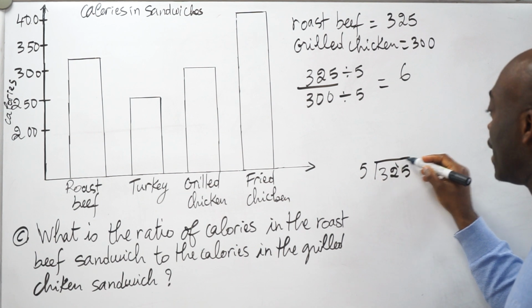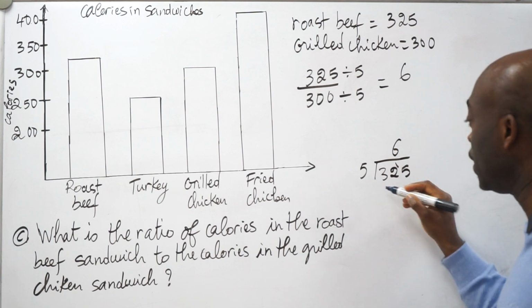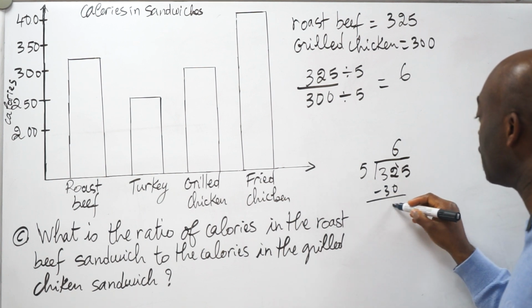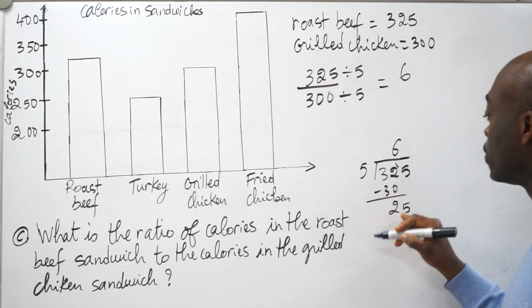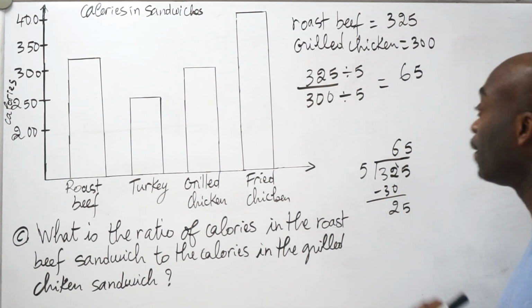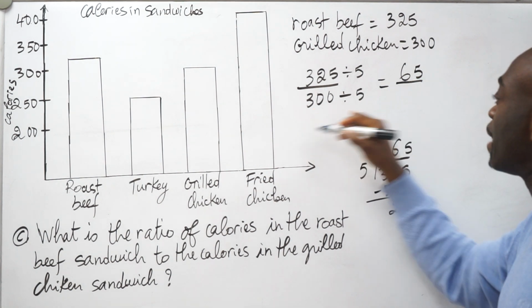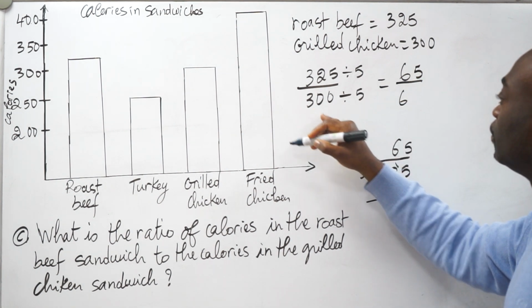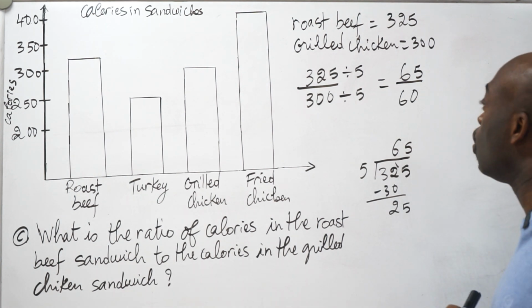So what's happening with that? 5 goes into 32 six times. 6 times 5 is 30. We subtract 30 here, and then we bring down 2. That gives us 25. And then 5 goes into 25 five times. So the top is 65. Over, 5 goes into 30 how many times? 6 times. And then the 0. So that gives us 60 here. So that's 65 over 60.